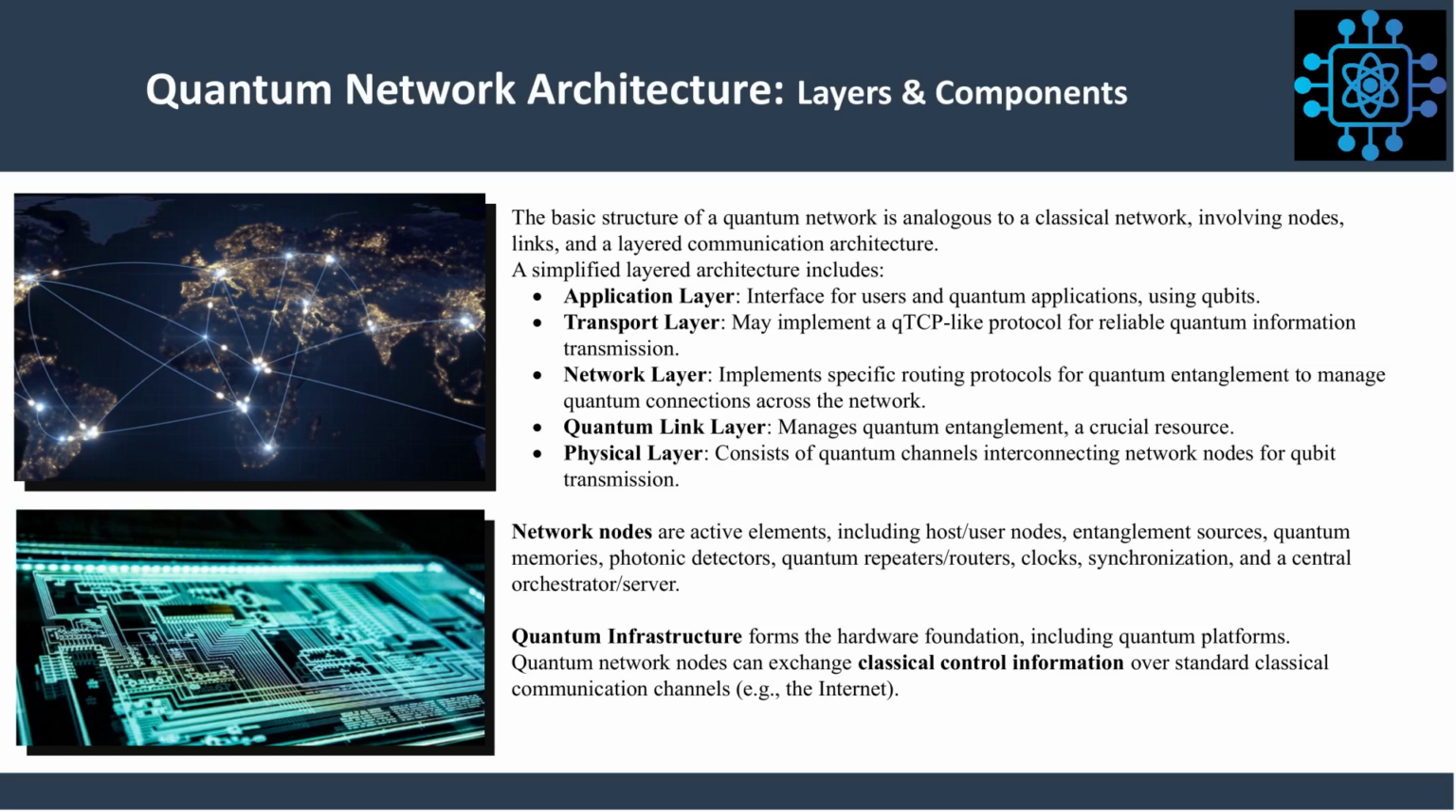Quantum networks mirror classical networks with nodes, links, and layered architecture. The application layer interfaces with users, while the transport layer ensures reliable transmission. The network layer manages routing for entanglement, and the quantum link layer handles entanglement resources. The physical layer connects nodes for qubit transmission. Nodes include entanglement sources, memories, detectors, and repeaters, with classical channels for control information exchange.